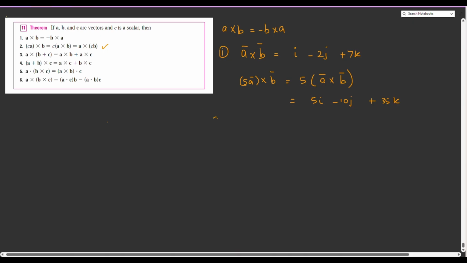The third property says that if you have A cross B plus C, you can distribute the cross product over B and C. That is A cross B plus A cross C. And similarly we have the other properties.